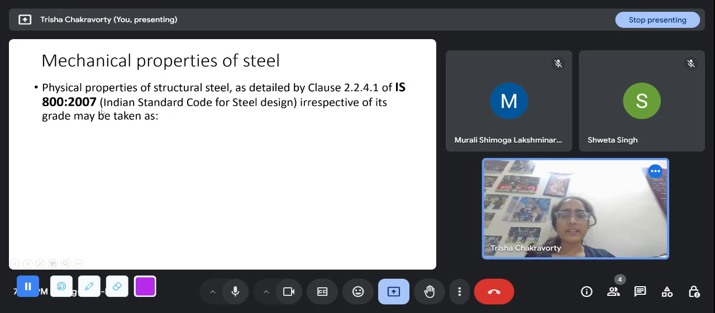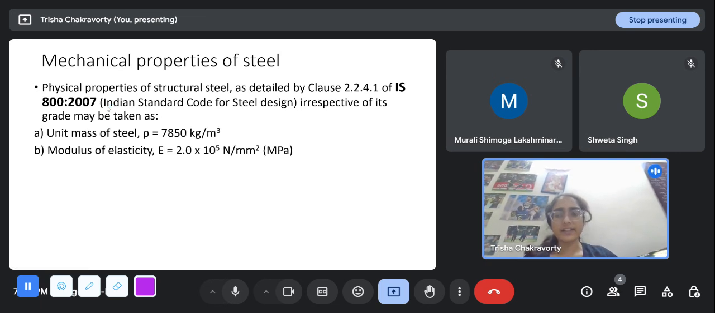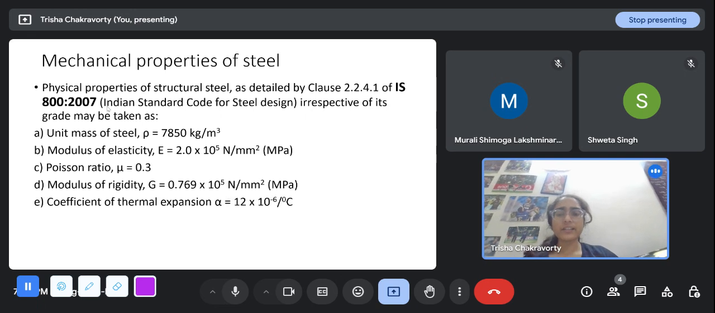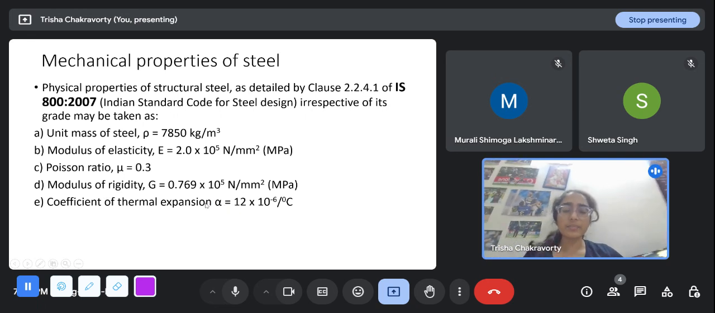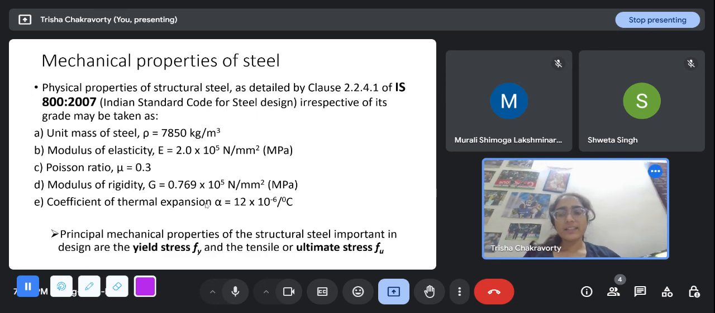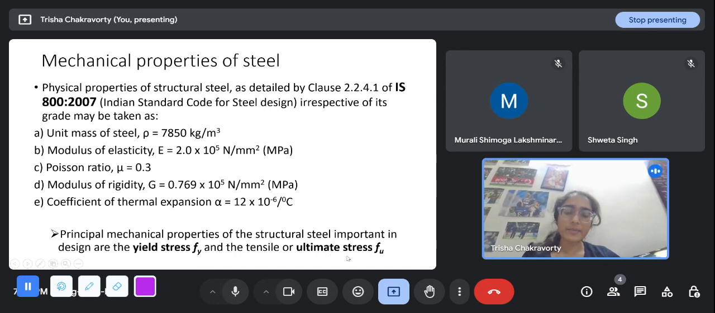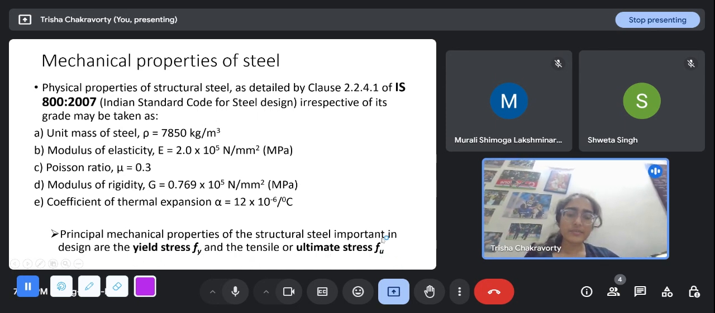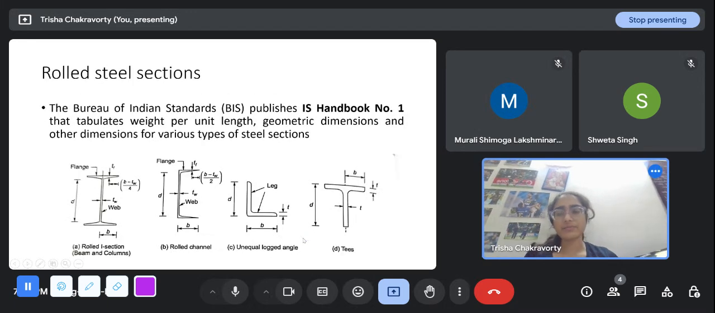Irrespective of the grade, there are five properties that are taken as constant or standard for all structural steel: the density, the modulus of elasticity or the Young's modulus, the Poisson's ratio, the modulus of rigidity, and the coefficient of thermal expansion. This term is not very relevant in concrete because concrete has a low coefficient of thermal expansion, but in steel we do have to consider it. And these two are the most important mechanical properties of the structural steel that define its grade: the yield stress Fy and the tensile or ultimate stress Fu. These two terms we get from the stress strain curve, which we have looked at.